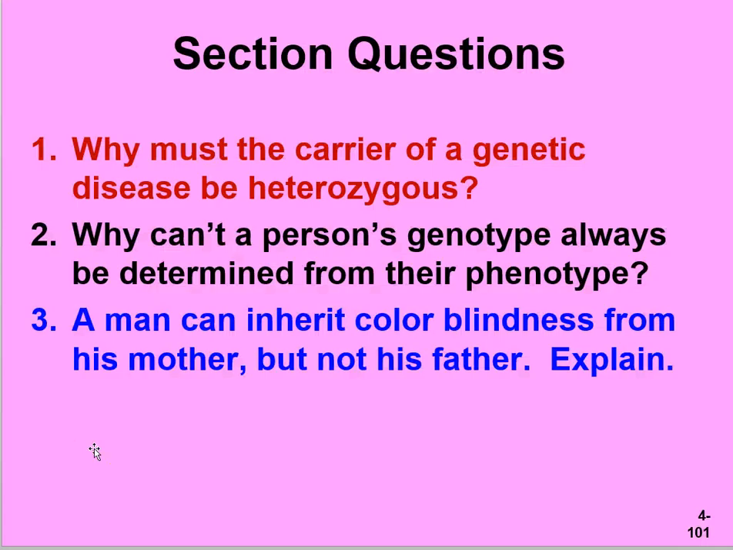Let's see if you can answer these questions in our last section. Why must the carrier of a genetic disease be heterozygous? Well, the carrier carries the recessive allele for that specific trait, such as big C, little c. The little c is the recessive allele. The person doesn't actually have the disease because the normal dominant gene overrides the bad recessive one.